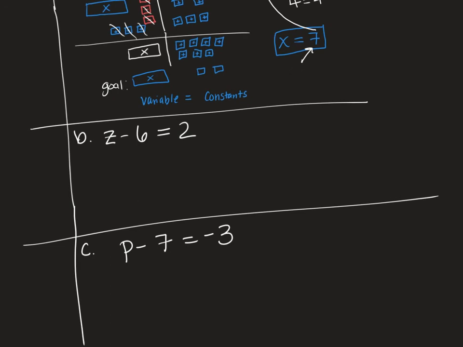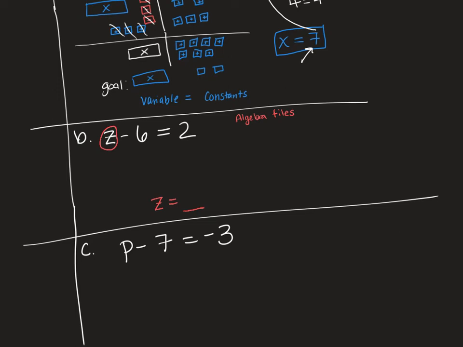So instead of using algebra tiles to explain this, I'm going to use algebra. So I have a variable right here. My variable is the letter z. And I want to get z by itself. At the end, I want to get z equals some constant, some number. I want to figure out what z is supposed to be.